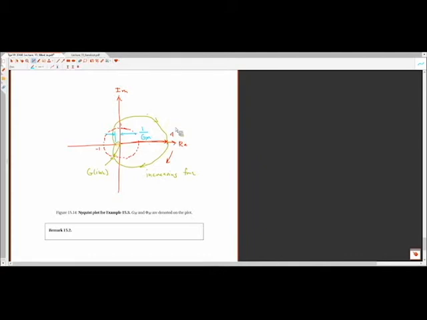And just note, this is not expressed in decibels. We'd have to convert to decibels. So oftentimes we see gain margin in terms of decibels.